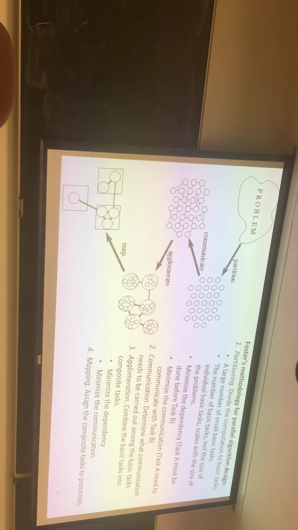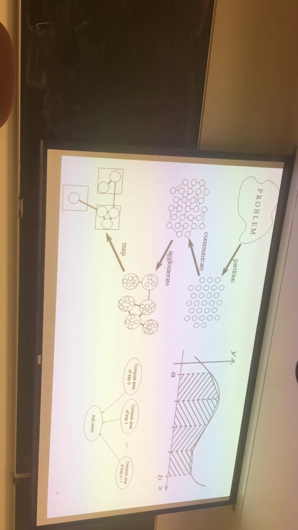And then after that, we can map those composite tasks to processes. So in our simple case, you can think about one composite task for one process. This is called Foster's methodology: partition, communicate, agglomerate, and map. Then let's apply this methodology to our trapezoid problem.